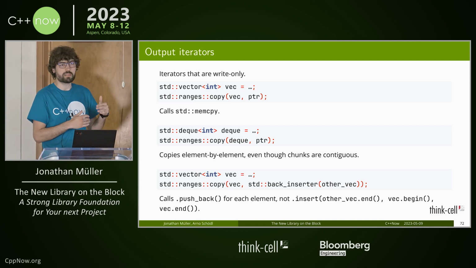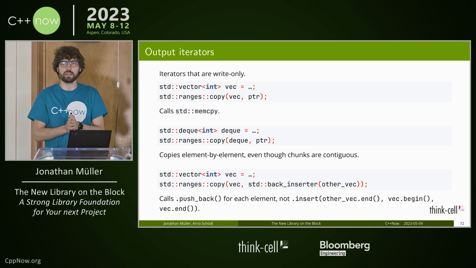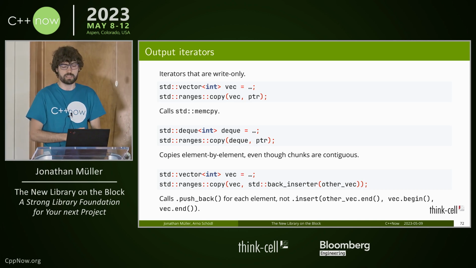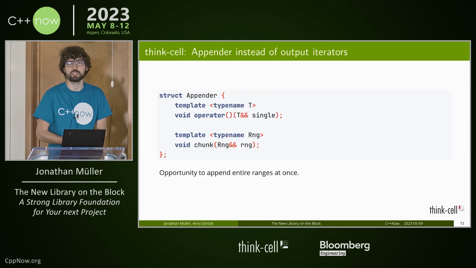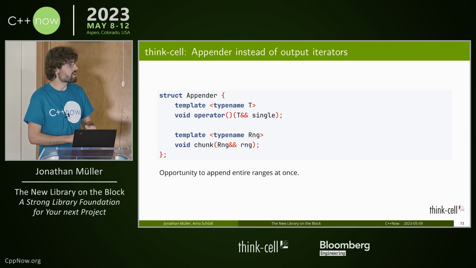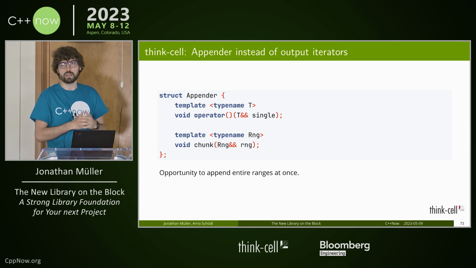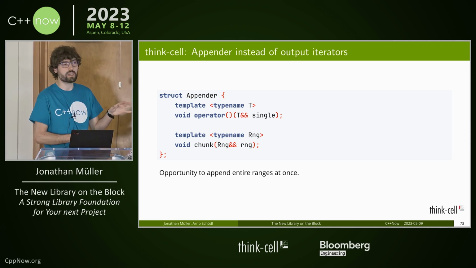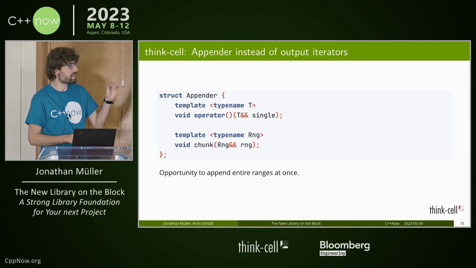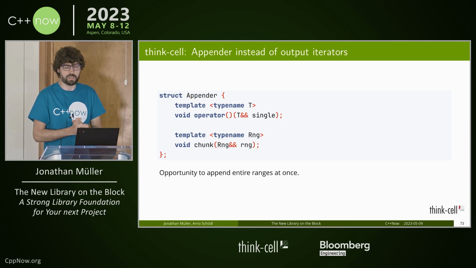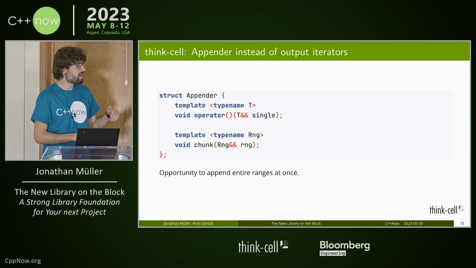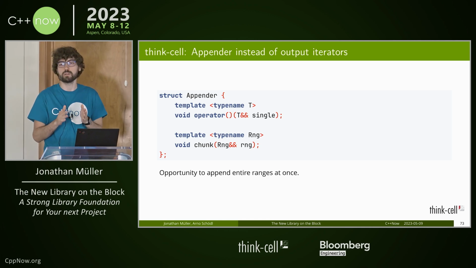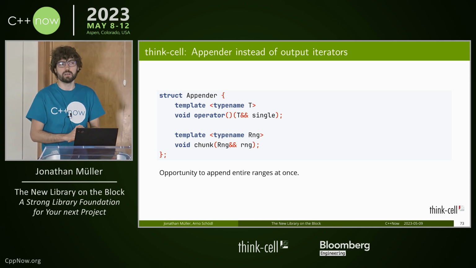So because output iterators can only accept a single element, we have a bit of a loss of performance there. At ThinkCell, we introduced the concept of appenders, which are used instead of output iterators. An appender can accept a single element, just like an output iterator, but then it can also accept a chunk, which is a range. And the appender can then constrain the chunk as much as it wants. For example, we've got an appender for a vector. The single one takes anything and calls push_back, and the chunk takes any sized range and calls the then more efficient range-based insert.